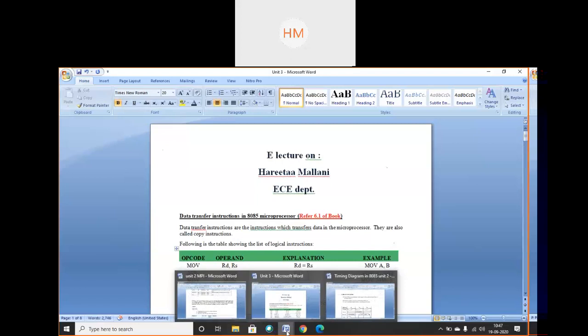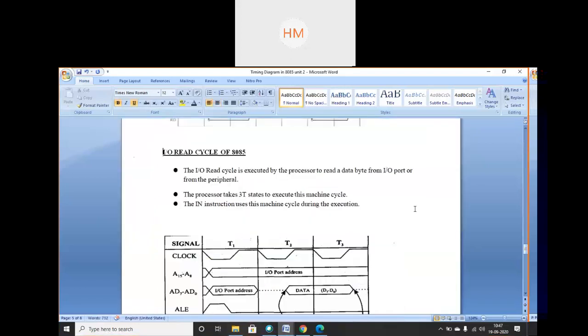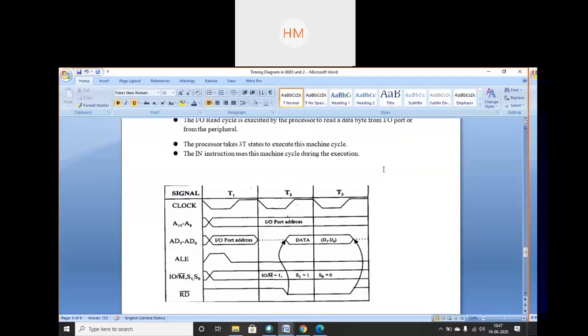The slides have been changed. So you can see, you can read and write data from input output devices which are interfaced with microprocessor 8085. The IO read cycle is executed by the processor to read a data byte from an input or output port or from a peripheral device. The processor takes 3 T states to execute this machine cycle.